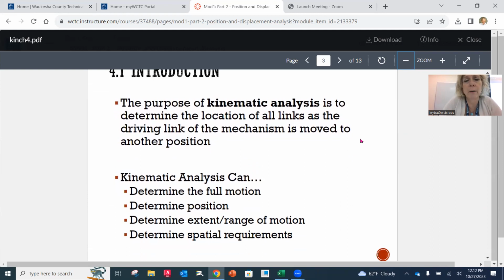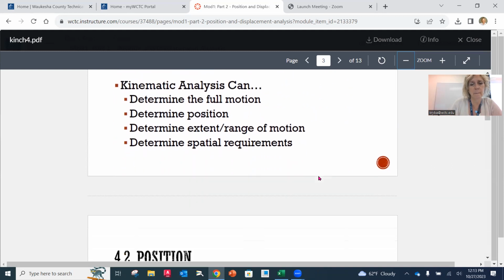So as we look here in chapter 4, we revisit that purpose of kinematic analysis, and really it's those first steps in. I like to say we're laying things out right now. We're figuring out what our spatial relationships are, where we have to fit it within, and what is the objective that we're trying to achieve with this mechanism. So kinematic analysis is going to determine what that full range of motion is, where the positioning of all of the links and such are, the extent or the range of the motion, and also what is the space that we have to fit within.